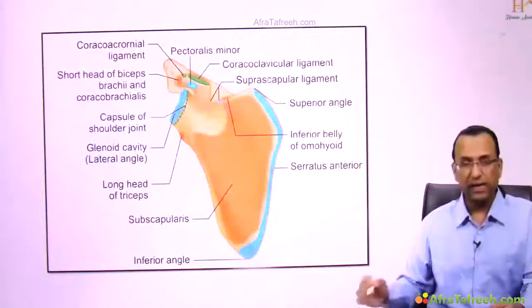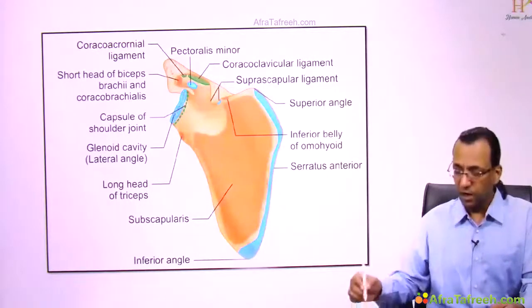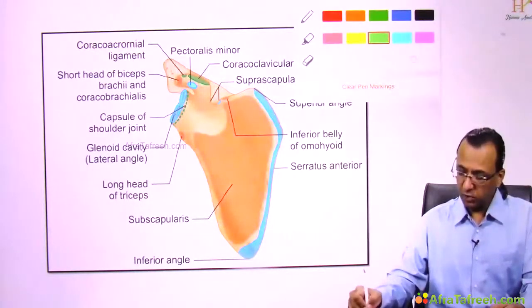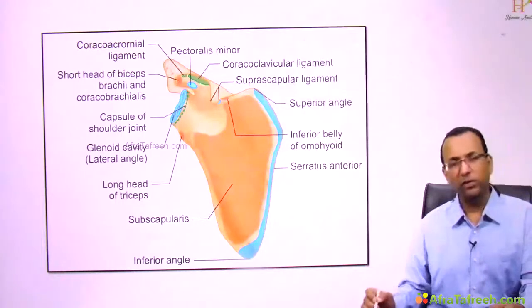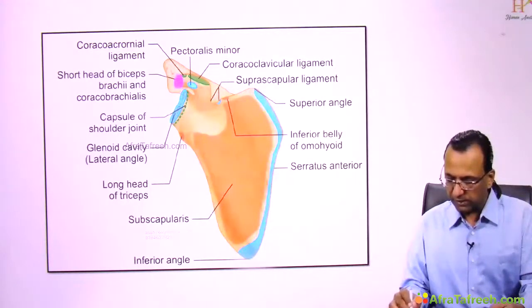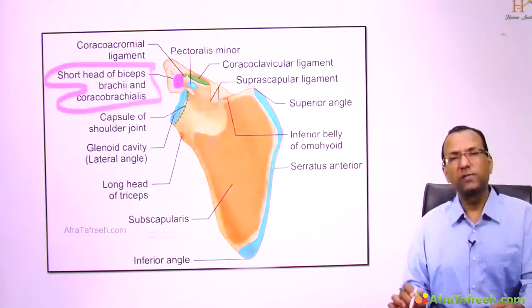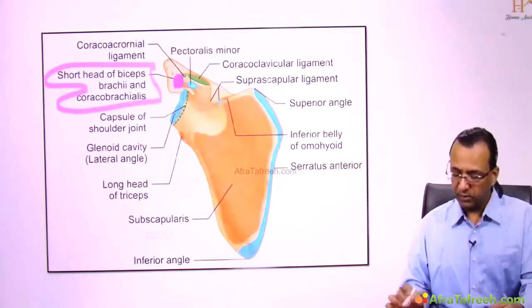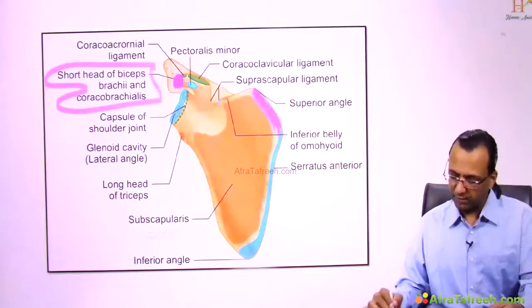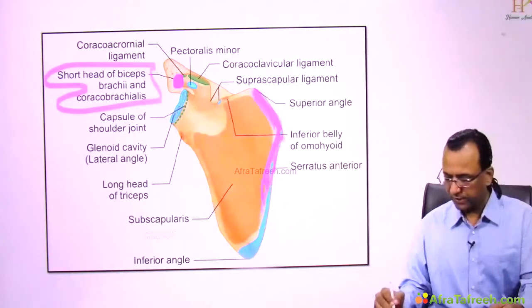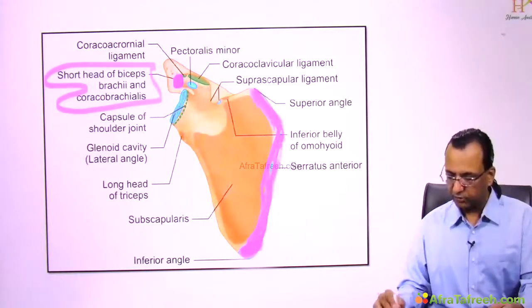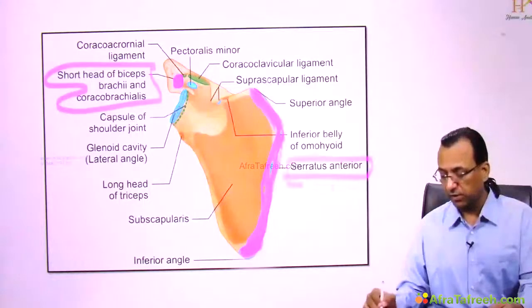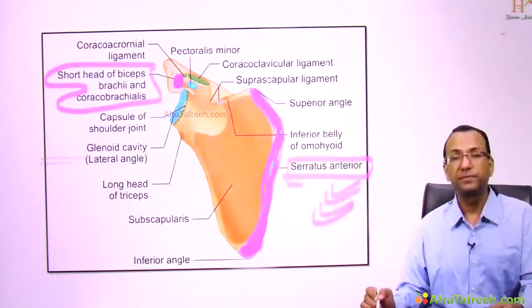Actually, some muscles are attaching. I told you there are two muscles attaching to the tip of the coracoid process. So what are these two muscles attaching to the tip of the coracoid process? That was actually the short head of the biceps brachii and also the coracobrachialis. So the short head of the biceps brachii to the tip of the coracoid process. Then what is attaching to the medial border of the scapula on the front side? If you are telling the medial border of the scapula on the front side, then it is called serratus anterior. It is on the anterior aspect of the scapula.